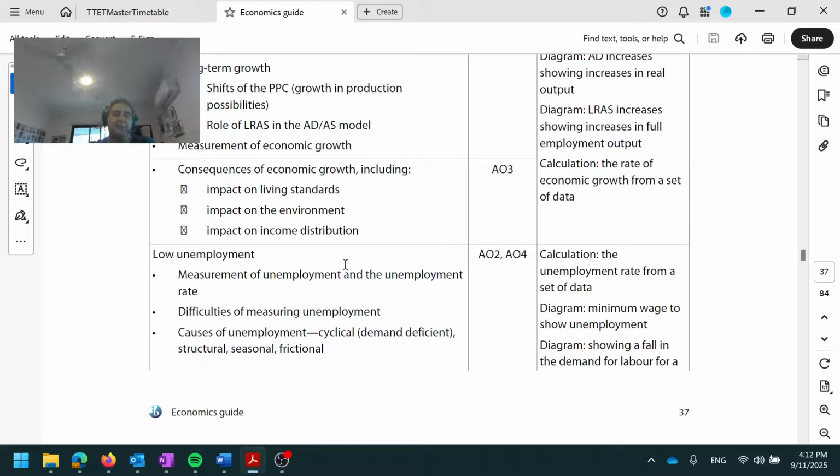Okay, how do we measure it? The unemployment rate. So remember, the unemployment rate is the number of people unemployed divided by the labour force times 100. The labour force includes both people who are employed and people who are unemployed. Remember, you've got to be actively looking for work. So again, could be a part A question: some of the difficulties with trying to measure unemployment.